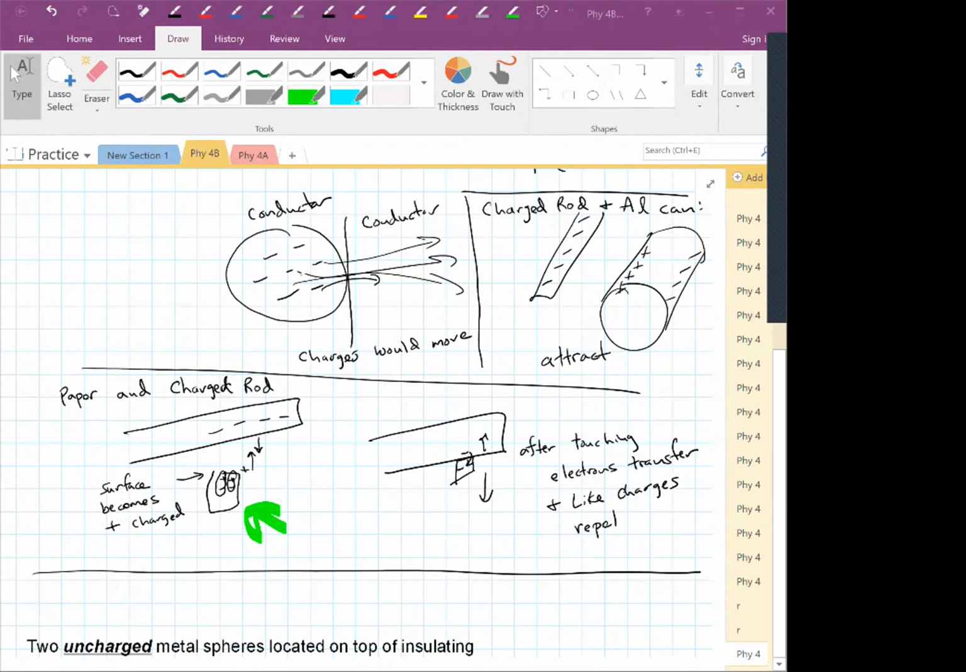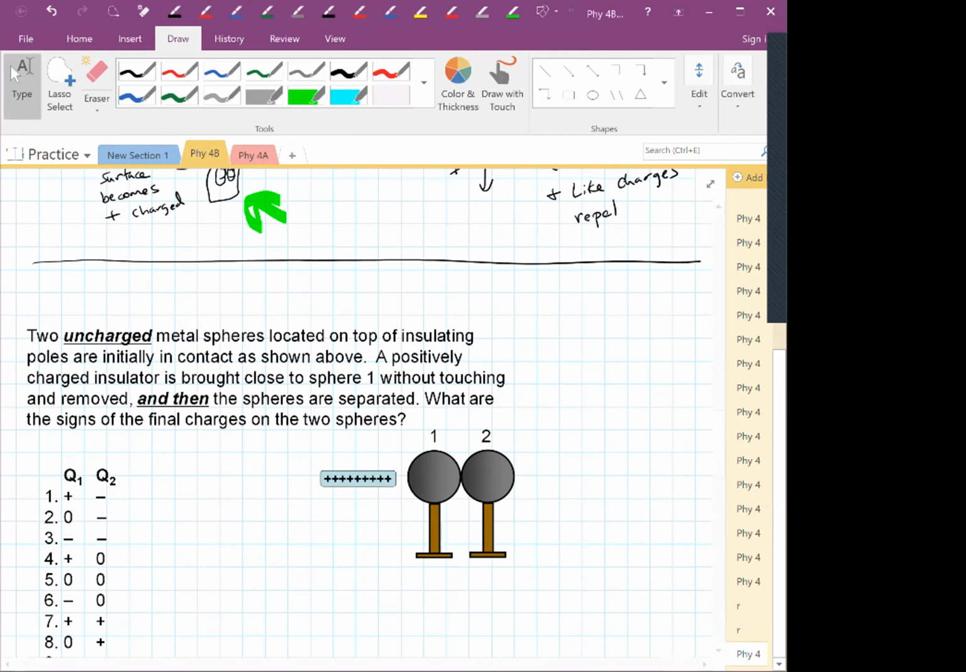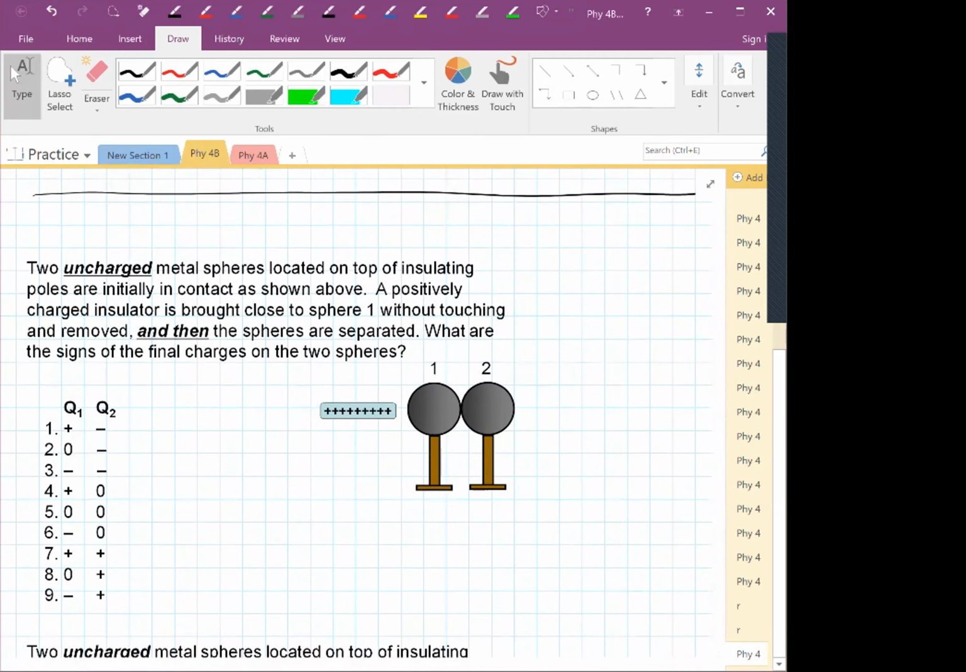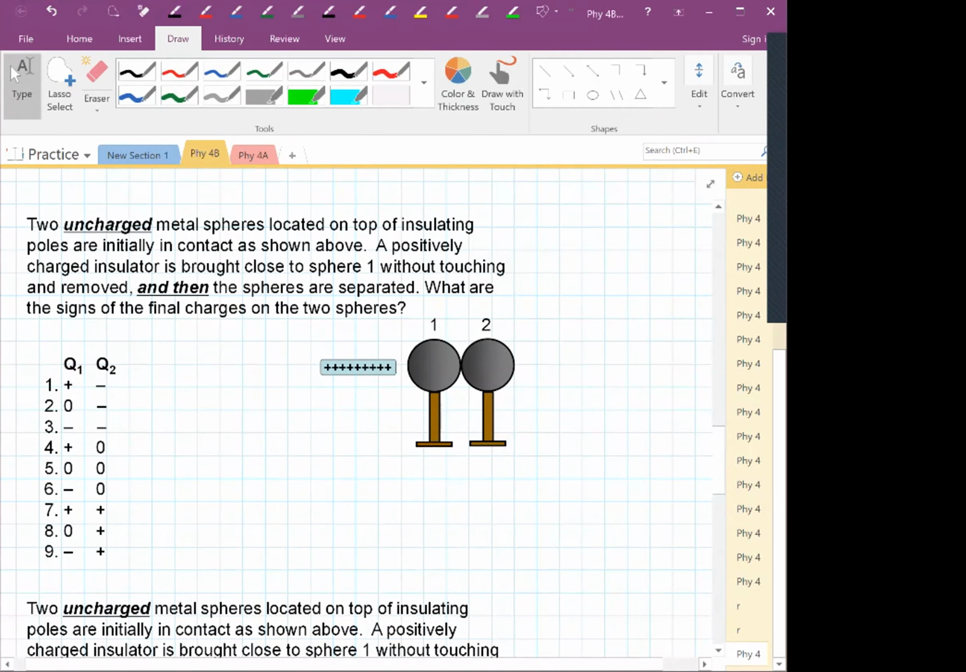Okay. So let's take a look at this situation. Two uncharged metal spheres.